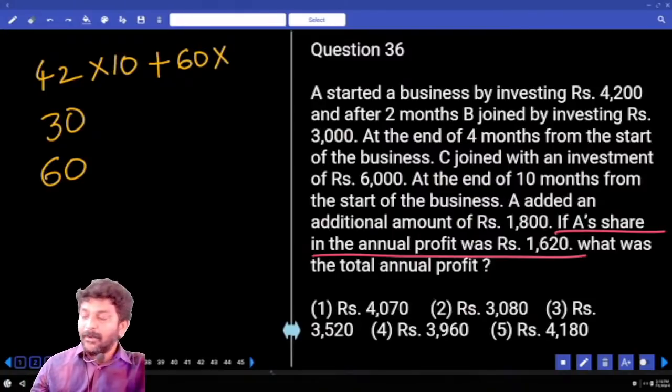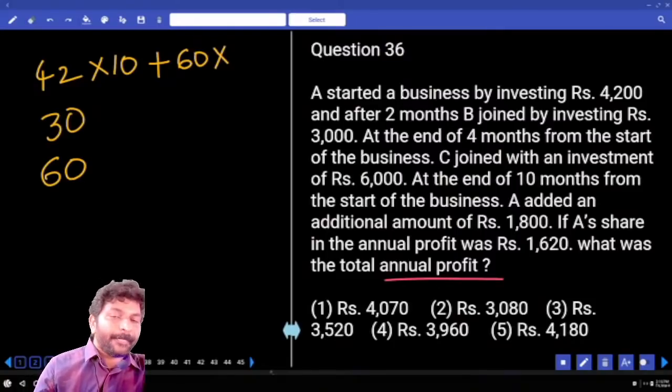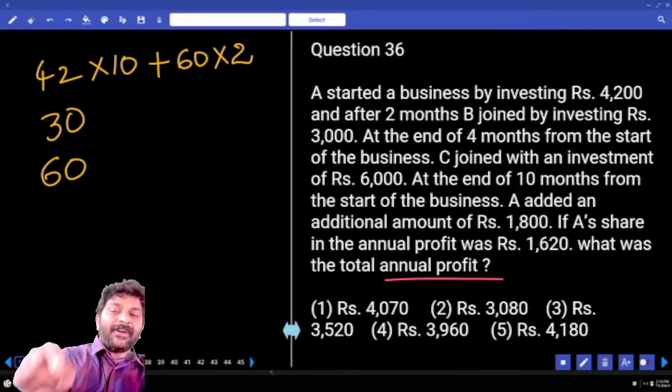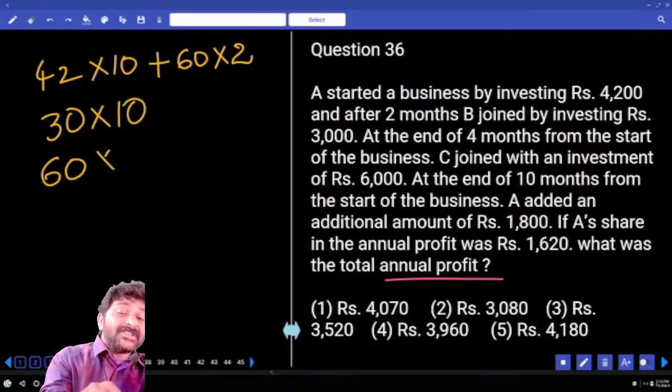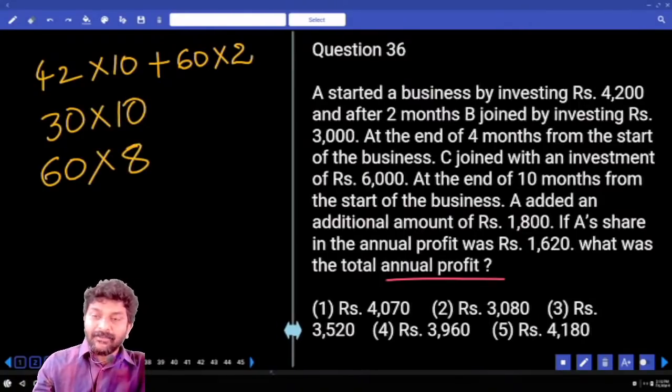Now, annual profit they said. That means the business happened for how many months already for A? Then the remaining will be there for? When did B join? That means he is there for? When did C join? Then he is there for? This is what we need to simplify, correct?